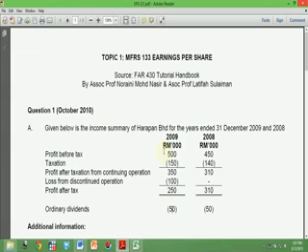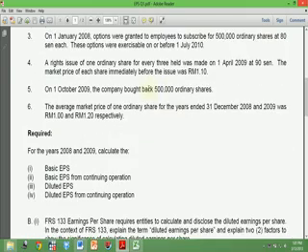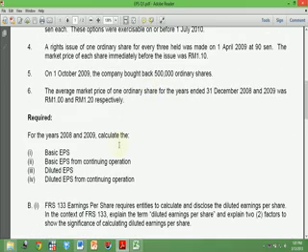Hi everyone, today we are going to discuss question 1, earning per share from the FAR 430 Tutorial Handbook, written by Associate Professor Raini Muhammad Nasir and Associate Professor Latifah Sulaiman. This question requires the student to calculate the basic EPS from continuing operation, diluted EPS, and finally diluted EPS from continuing operation.